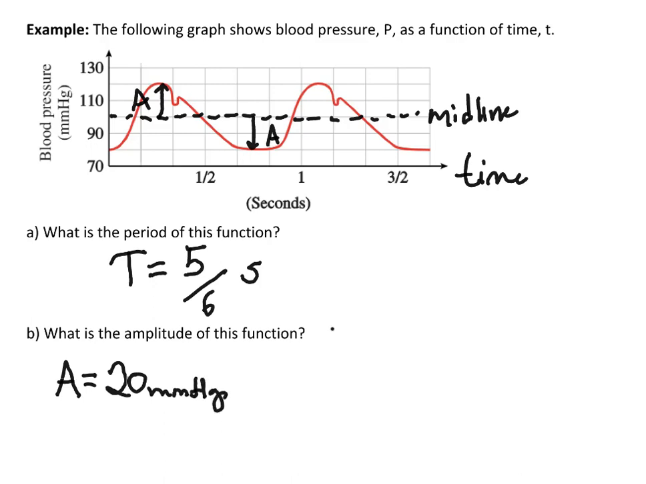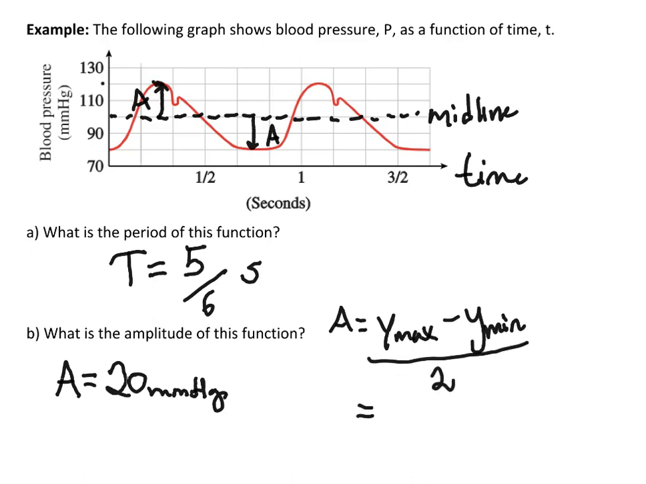Or you could use your formula. Amplitude is the maximum point minus the y value of the minimum point, all over 2. The highest point you ever reach up here is 120.